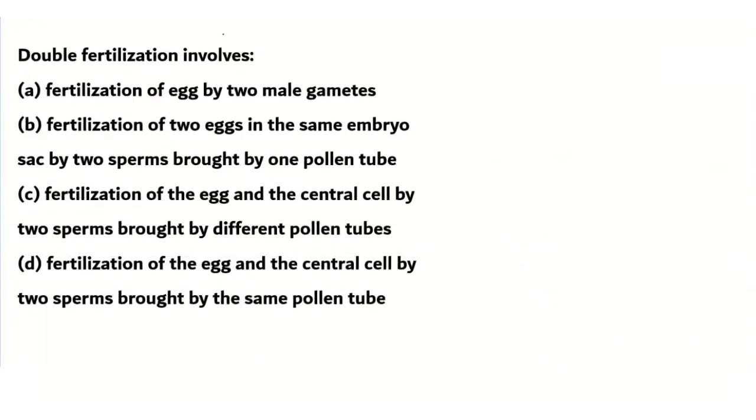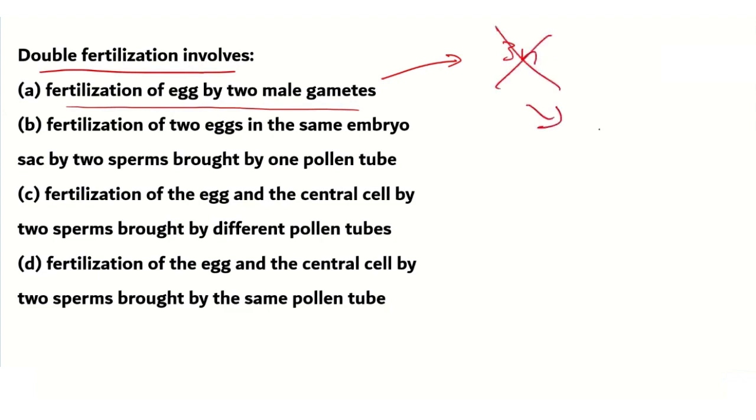Let's look at the next question. Double fertilization involves... So we have four options which describe double fertilization. Let's look at each of them. First of all, option A, fertilization of egg by two male gametes. Now, if this was done by two male gametes, then the ploidy would be 3n, but that is incorrect because for the next generation, the ploidy always stands to be 2n, even after sexual reproduction or fertilization. So therefore, option A is incorrect.